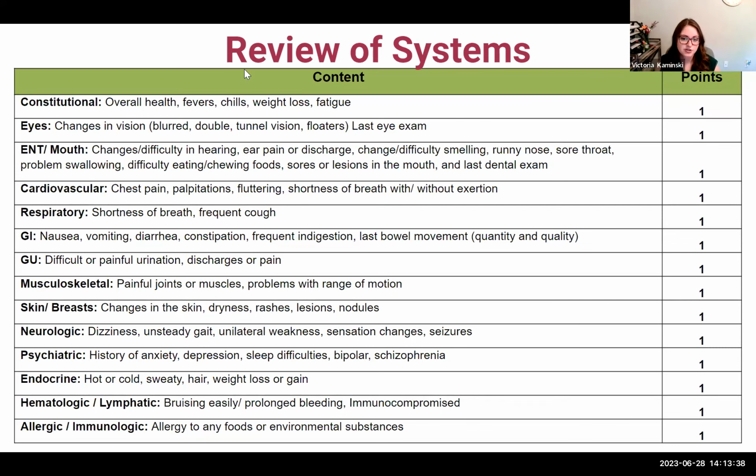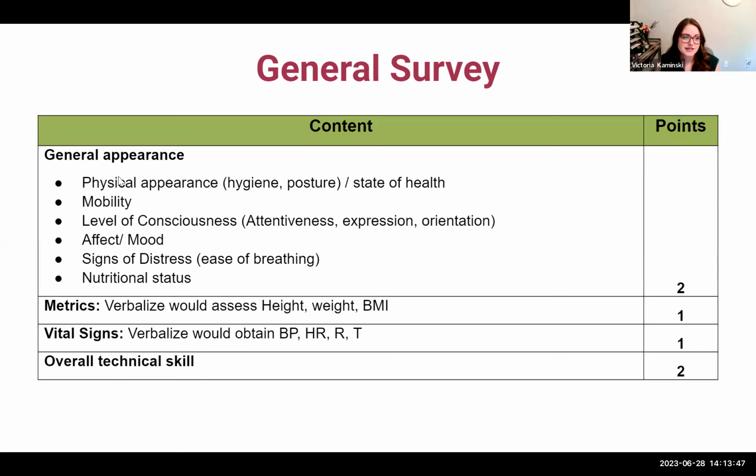Every system here is going to get you 1 point, so you can see it's very important, as all of these points are going to add up. For your general survey, this is now the point that you're performing your physical exam, and you must verbalize these aspects to get the 2 points associated with general appearance. So you're looking at the patient for their hygiene and posture, their state of health, mobility, did they walk in ambulatory, steady gait, independent, their level of consciousness, are they attentive, what's their expression and orientation, affect and mood, signs of distress, what's their ease of breathing, is there any difficulty or distress, their nutritional status. So you're verbalizing all of those things to the camera.